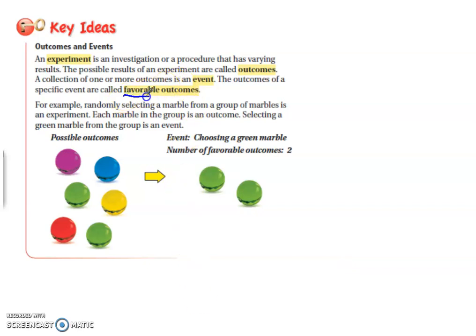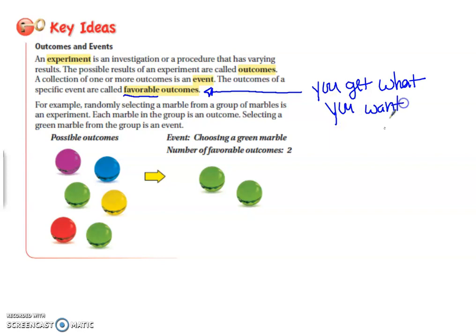Now I want to talk about this word favorable. When we have favorable weather, that means we have nice weather, or the weather that you want. So favorable means you get what you want. So if you're playing a card game and you want to draw a jack, the favorable outcome is getting the jack that you wanted.